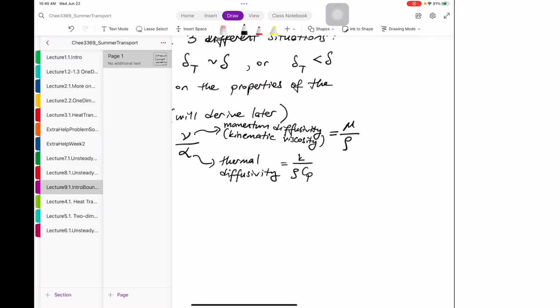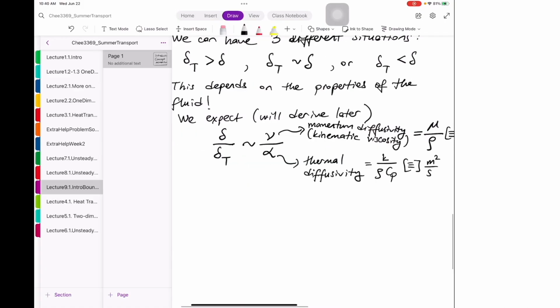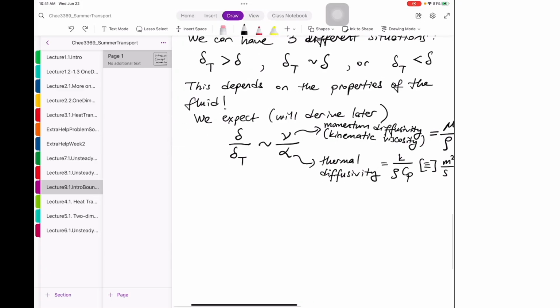not very surprisingly, these two have the same units, meters squared per second. They had better, right? Because you want a unitless quantity here to compare with a unitless quantity. And there is a name for this unitless quantity, because whenever we have a non-dimensional number, we like to attribute a name to it. This is called the Prandtl number.